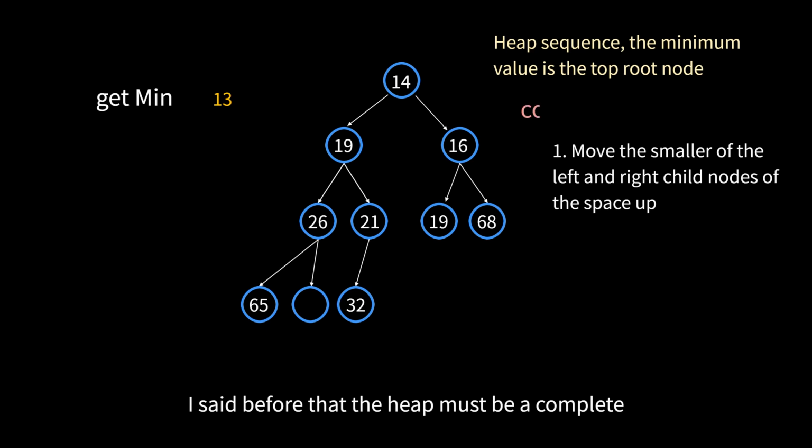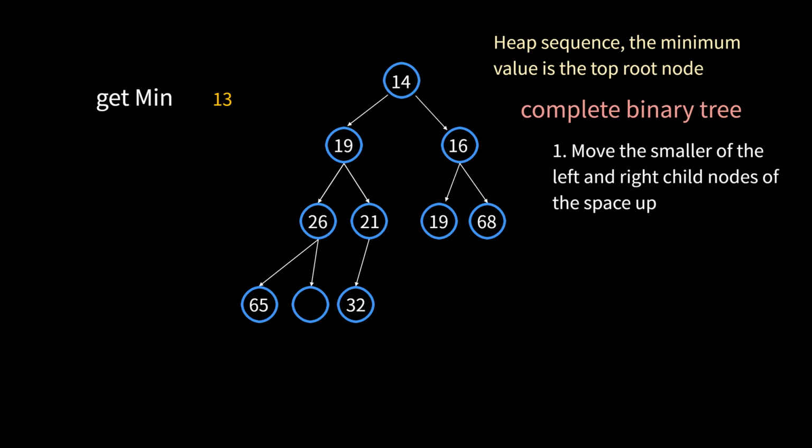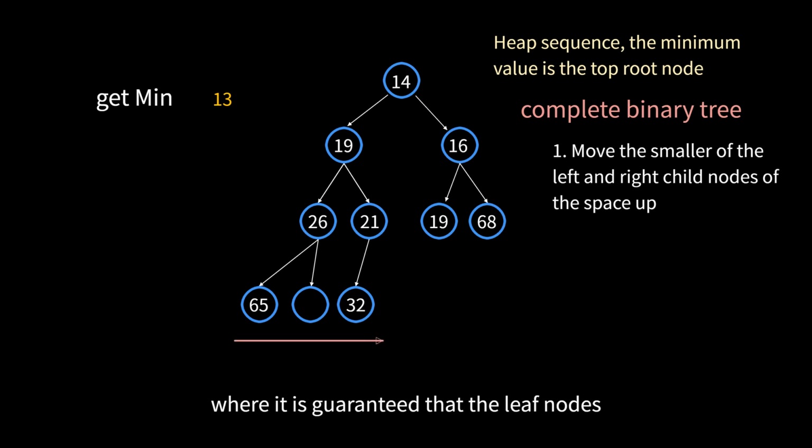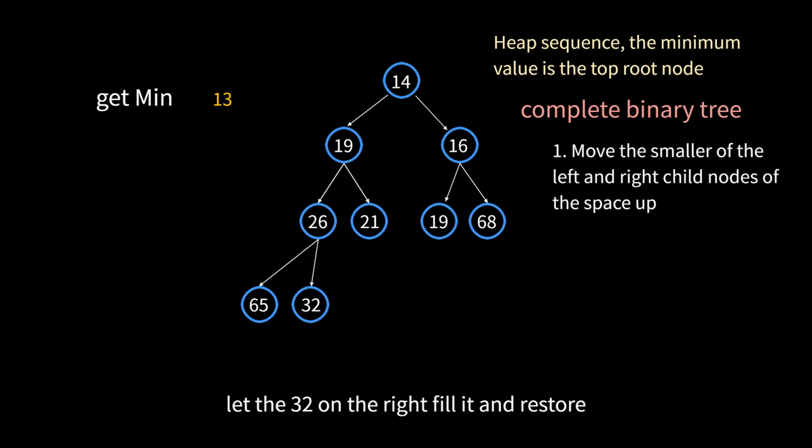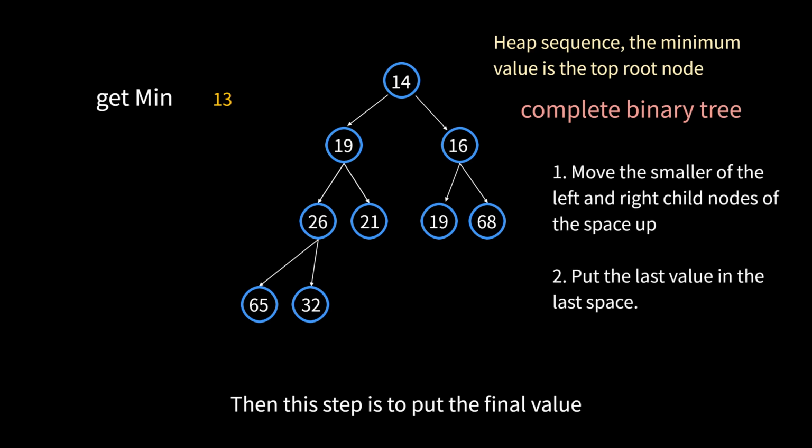Think about it. I said before that the heap must be a complete binary tree, where it is guaranteed that the leaf nodes must be filled from left to right. The middle here is empty, so it does not meet this. So let the 32 on the right fill it, and restore it to a complete binary tree. Then this step is to put the final value in the last empty place.